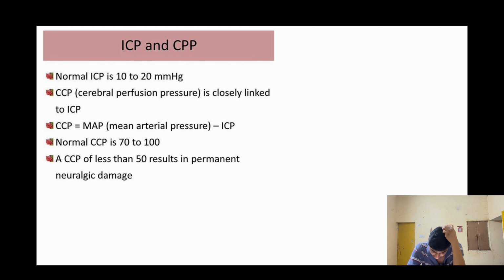As a complication of meningitis, the intracranial pressure is raised and the cerebral perfusion pressure decreases. Now, what are intracranial pressure and cerebral perfusion pressure? The normal intracranial pressure is between 7 to 15 mm Hg, and cerebral perfusion pressure is closely linked to intracranial pressure. We use this formula to calculate the cerebral perfusion pressure, which is equal to mean arterial pressure minus intracranial pressure. The normal value of cerebral perfusion pressure is 70 to 100.